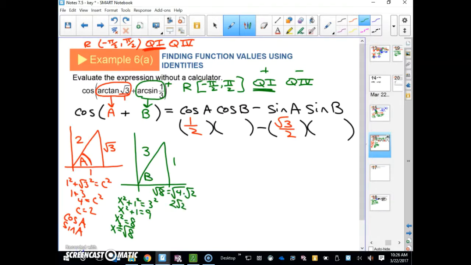Okay? So when you need the cosine ratio, cosine B right here, cosine is going to be x over r. We're going to call that 2 square root of 2 over 3. And then your sine ratio is y over r, that's 1/3. And so all that's left is I'm going to simplify my fractions and stuff. So I've got over on the left here 2 rad 2 over 6 minus square root of 3 over 6. I've got 2 radical 2 minus square root of 3 over 6. And that's it.